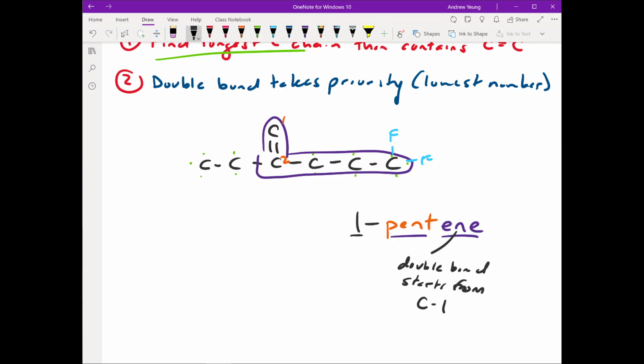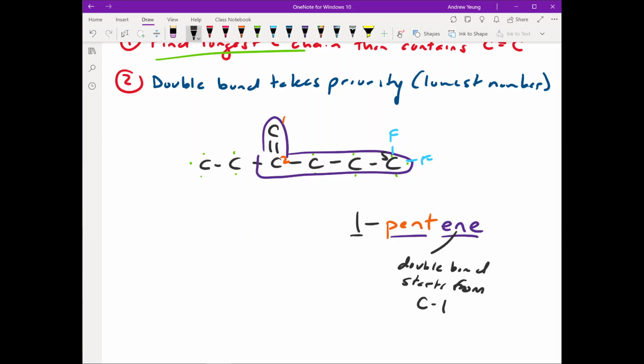Even if I happen to have fluorine groups later on, oh shoot, that's going to be a lot of 5s. So be it. Those are going to be 5s, okay? The double bond takes priority. That takes the smallest number. Okay? So we've seen a couple things now. We've seen how our parent has to include the double bond. The double bond has to be the smallest number.